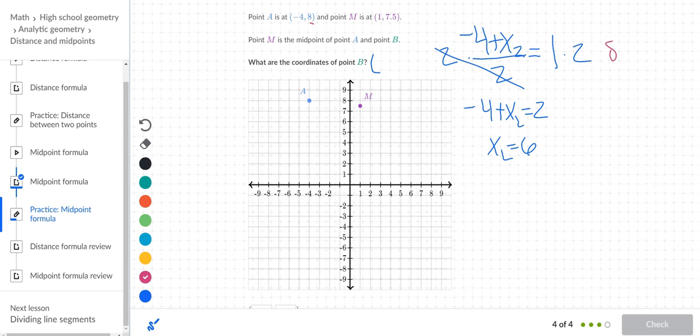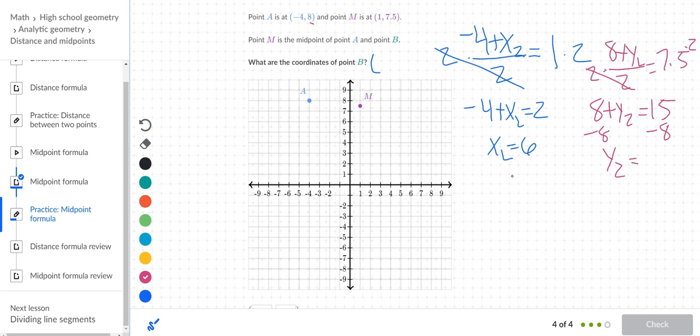So we have 8 plus y2 divided by 2 equals 7.5. And again, I'm trying to solve for y, so times 2 on both sides to get rid of this 2 down here, because I'm trying to get y by itself. And this is 7.5 times 2 is 15. Subtract 8 from both sides.